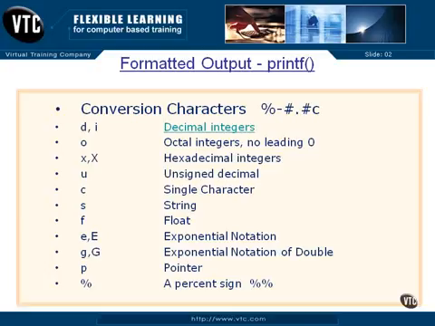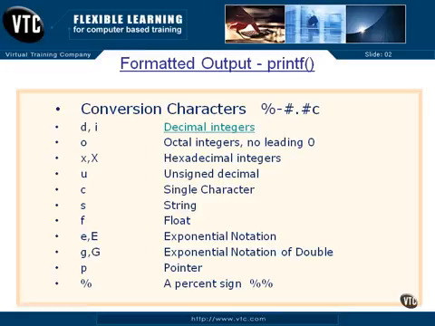A U is used for an unsigned decimal. A C is for a single character. S is for string. We've already seen that. F is for float. We looked at that in the previous one. If you use an E or an uppercase E, that will give you exponential notation with the E plus and the power to raise a number. You can print very small numbers or very large numbers in less space with exponential notation.